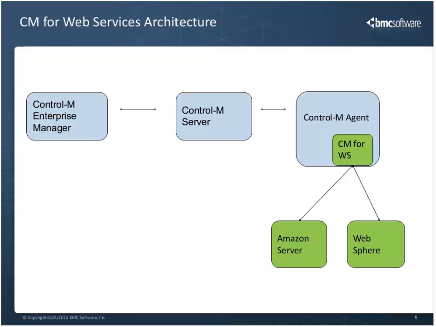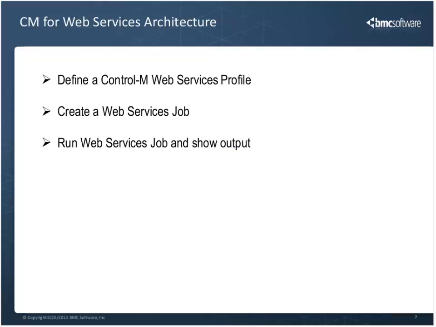All right, let's talk about what we'll be doing in the demo. We will take a WSDL and define a profile for use in a web services job. Then we will define a job using that profile. Finally, we will run the job showing the XML output. All right, let me switch over.